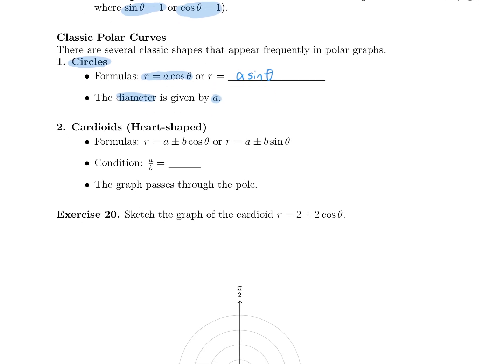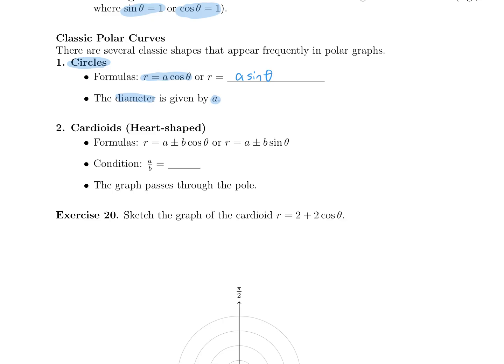which is a heart-shaped graph, it's going to take on the form of a plus or minus b cosine theta, or it can also look like a plus or minus b sine theta. There is a condition for that to actually be true. For it to take on the shape of a heart or a cardioid, a and b have to have the ratio of 1. So that means that a and b have to be the exact same number. A divided by b must equal 1 in order for it to have a cardioid shape. The graph will pass through the pole, which is the origin.